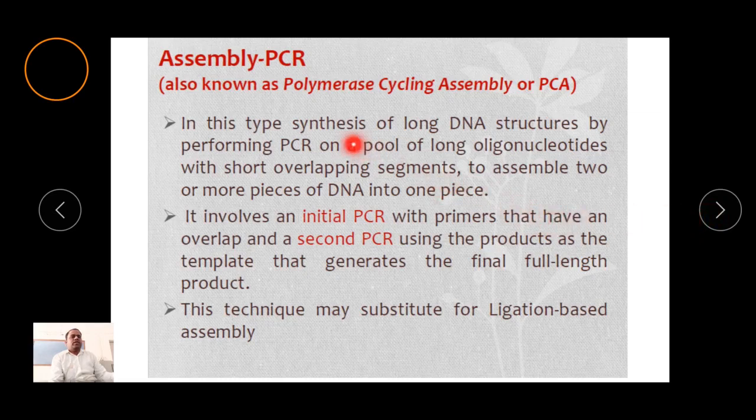Assembly PCR is also known as polymerase cycling assembly or PCA. In this type, long DNA structures are synthesized by performing PCR on a pool of long oligonucleotides with short overlapping fragments. To assemble two or more pieces of DNA into one, it initially involves a PCR with primers that have an overlap, and a second PCR is also done, and using both products, the final fragment is amplified. Therefore it is called assembly PCR, and this may be substituted for ligation based assembly.